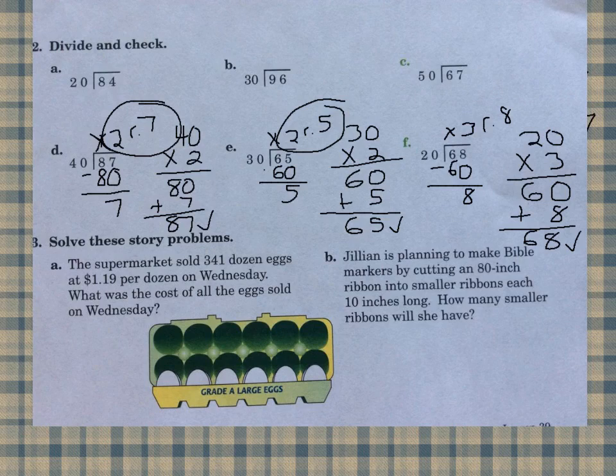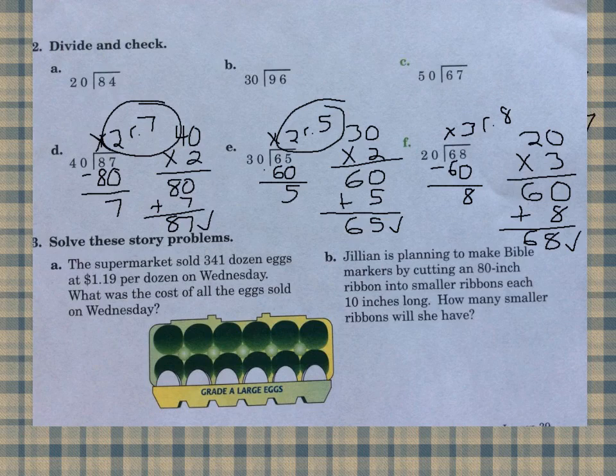Okay, let's go ahead and look at this story problem. The supermarket sold 341 dozen eggs at $1.19 per dozen on Wednesday. What was the cost of all the eggs sold on Wednesday? And just a little review, a dozen would be 12 eggs, but that doesn't matter for this. It's saying it sold 341 dozen eggs, and each dozen that they sold was $1.19. What was the cost of all the eggs sold on Wednesday?